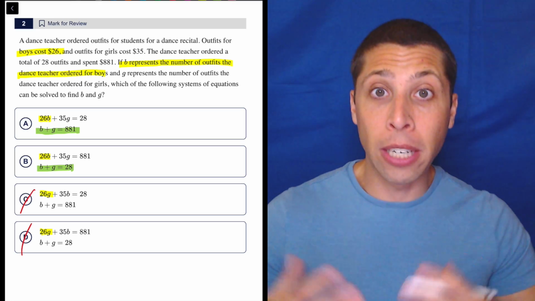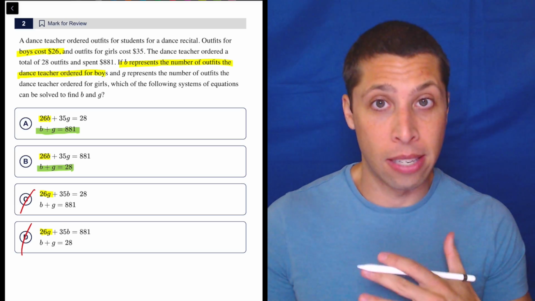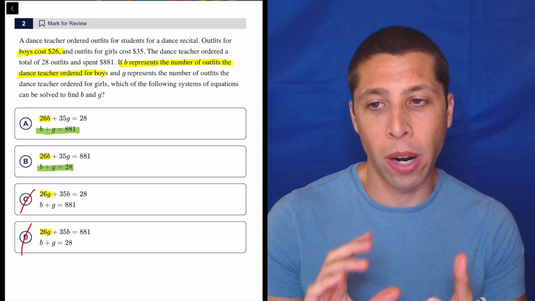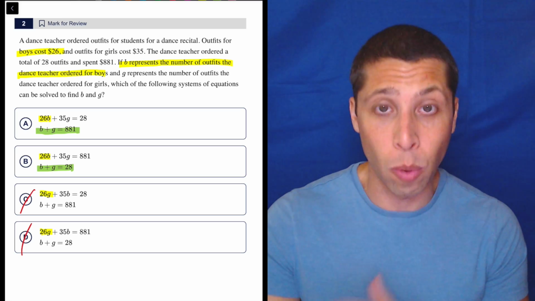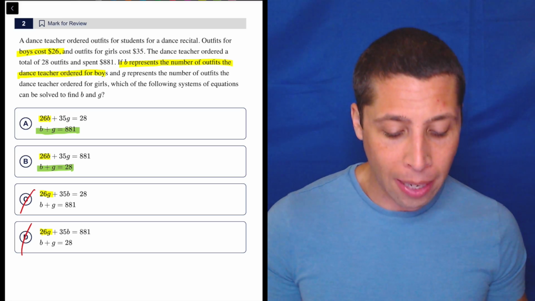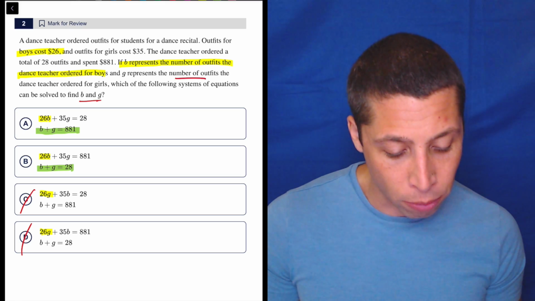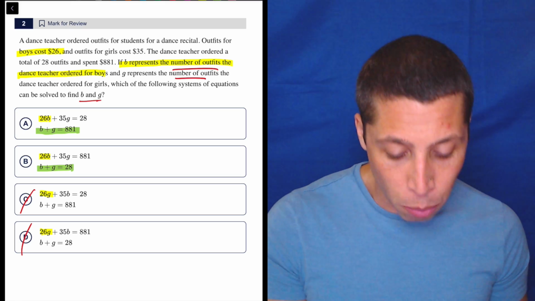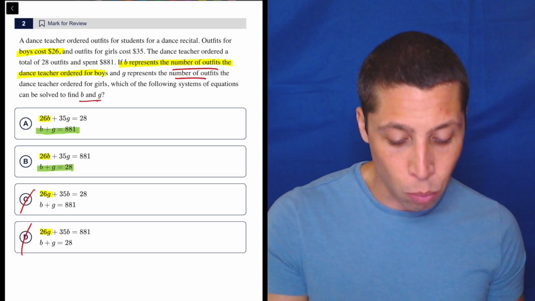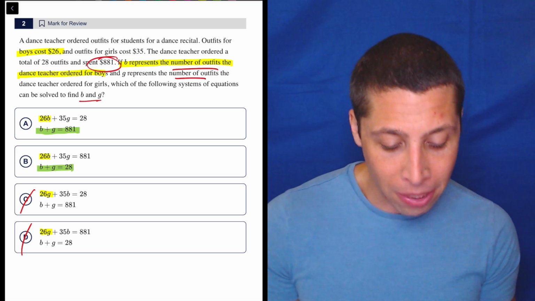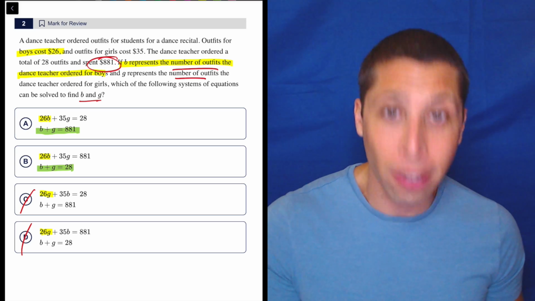Now, this is a very common setup in the SAT. This system of equations where we have equations that look like this. You've probably seen questions like this. We need to think about what the B and the G mean. The B and the G are the number of outfits. So if the number of boy outfits plus the number of girl outfits, what is that? Is that 881? No, probably not, because 881 is a dollar amount, right?